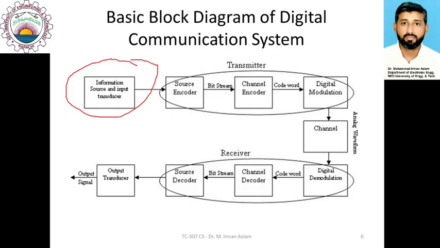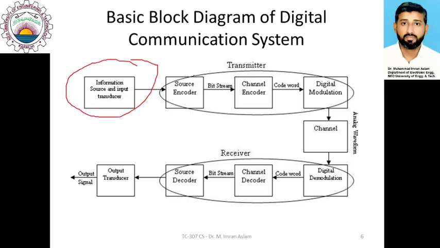So we need to use an input transducer in order to transform that analog voice signal into a digital form. Sometimes we have other forms of data, so we have to transform that data into digital form so that it can be transmitted over the digital system. So the first function which a signal has to go through is the conversion from the original form of data to the digital form.